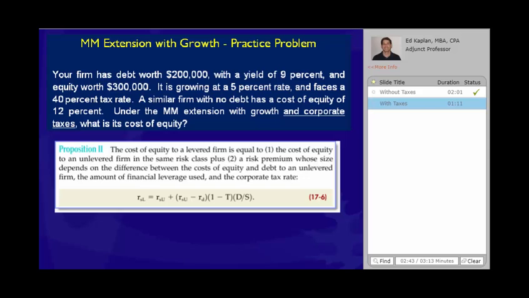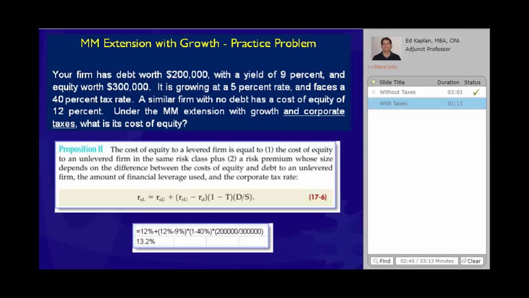Now on the bottom of the screen I've indicated the solution in terms of how you would enter it in Excel. So in a cell in Excel you would enter equals 12% plus left paren 12% minus 9% times that new term, 1 minus the tax rate, in this case 40%, times the ratio of debt to stock. And when you work that, the answer comes out to be 13.2%.